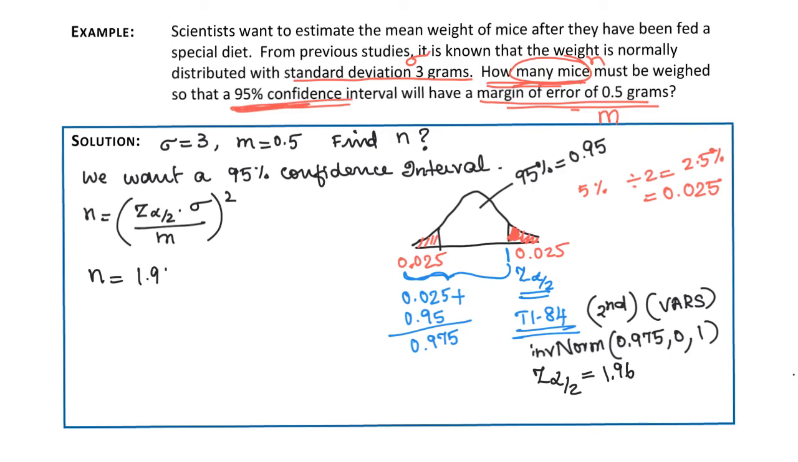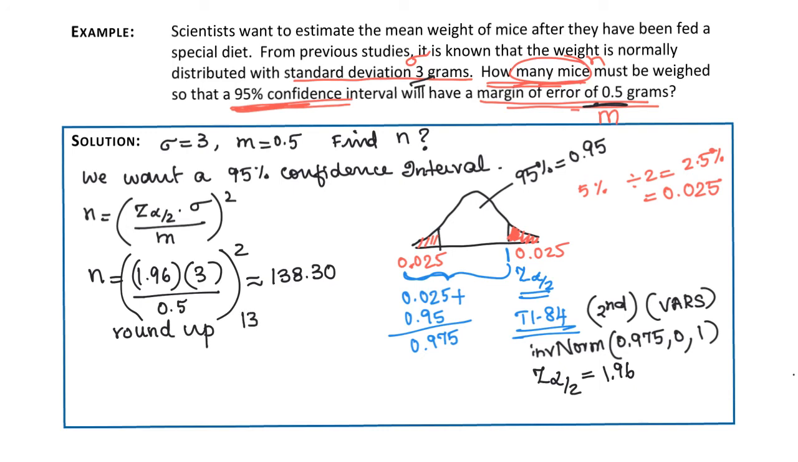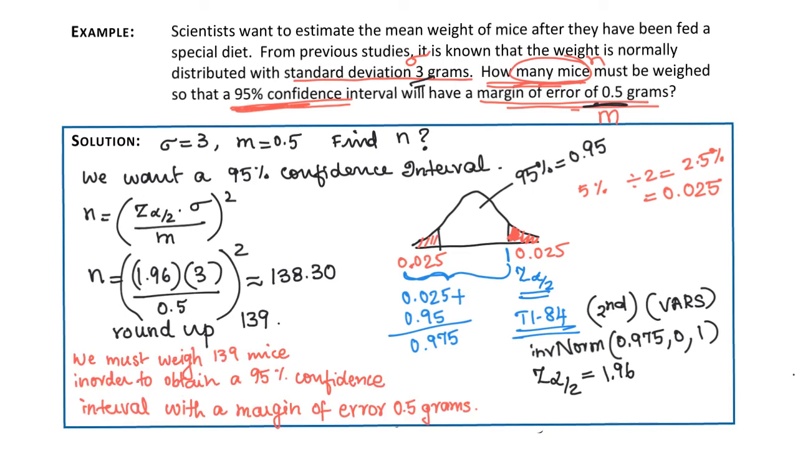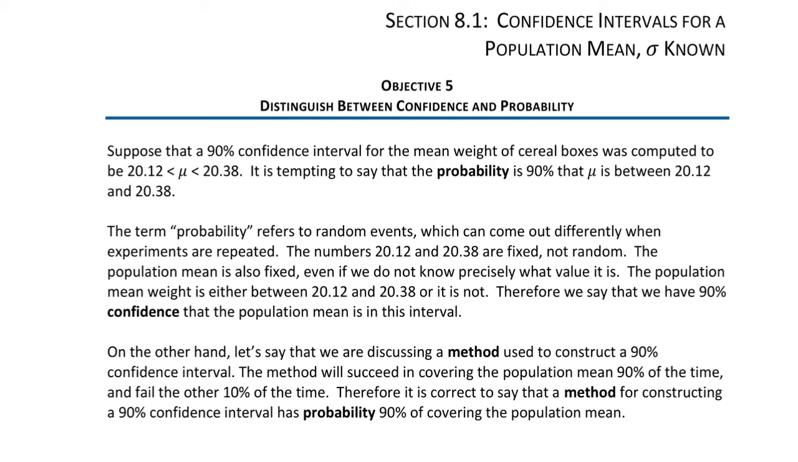So n equals 1.96 times sigma, which is 3, divided by m, which is 0.5, then square all of this. Then you will get approximately 138.30. So we need to round up here. So 139. So we must weigh 139 mice in order to obtain a 95% confidence interval with a margin of error 0.5 grams. Here we are rounding up because then we can make sure that the margin of error is not greater than 0.5 grams.